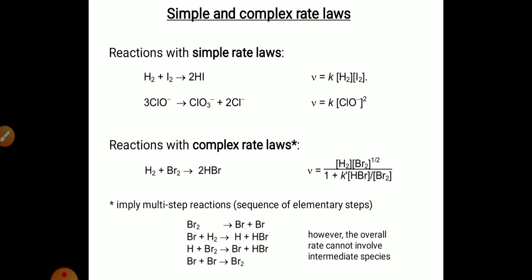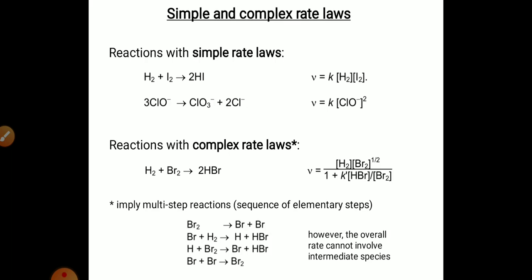Now the complex rate law. Here you can see that H2 plus Br2 is converted to 2HBr. So the rate for this complex reaction is V equals K[H2][Br2]^(1/2) divided by 1 plus K' [HBr]/[Br2], where HBr is the concentration of the product. Okay, so this reaction can proceed by a multiple step mechanism.